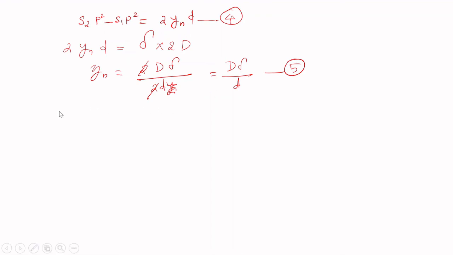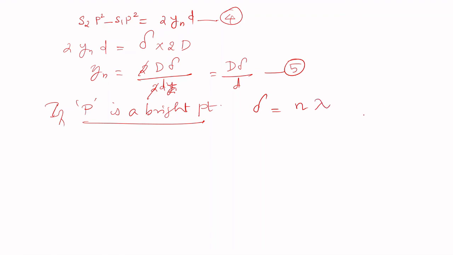Now, if P is a bright point, we have learned already the condition of delta. So delta should be n lambda. That is the condition. So what will be yn? yn is equal to D n lambda divided by small d.